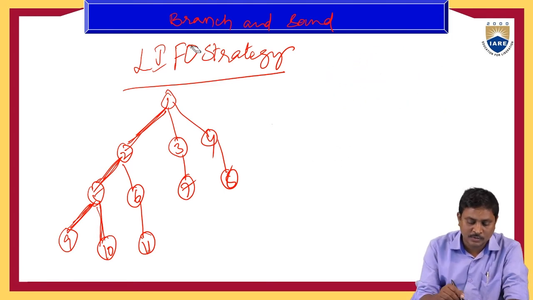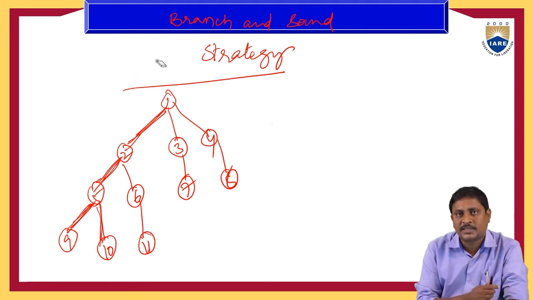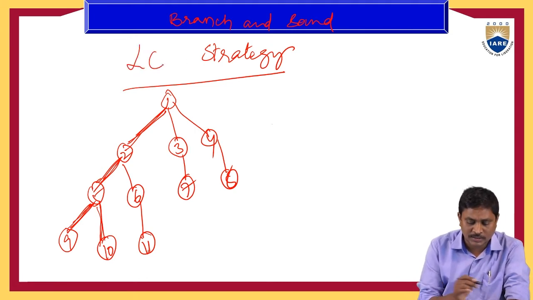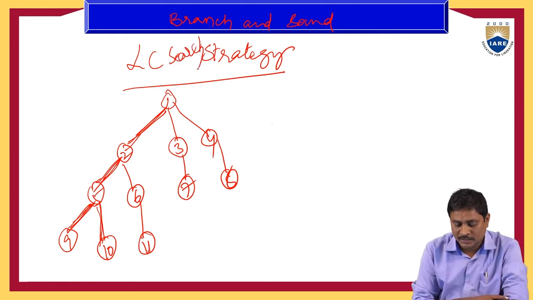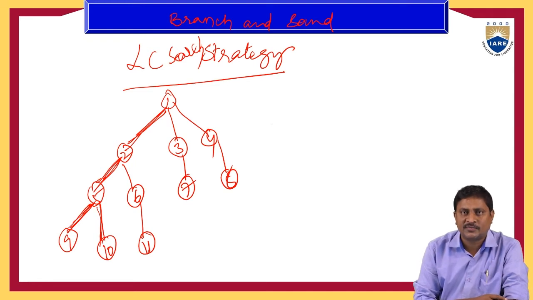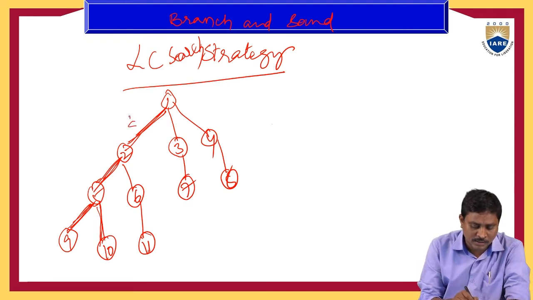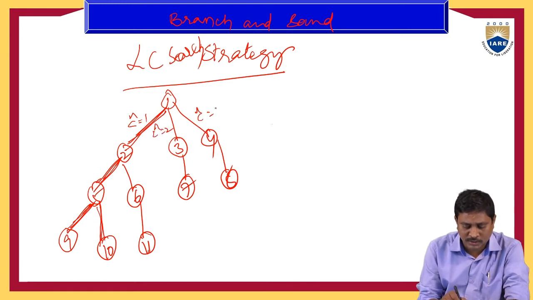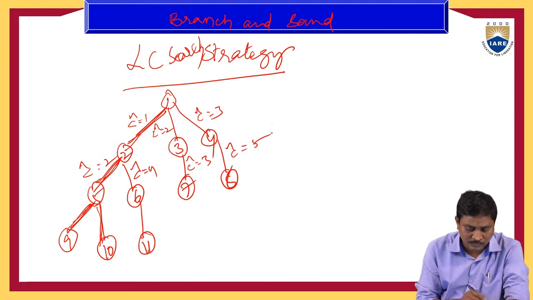Next we come to the least cost search method, the LC search method, the search strategy. This LC search strategy depends on a ranking function. Now here you see that the cost value is 1, cost value is 2, cost value is 3, cost value is 2, cost value is 4, cost value is 3, cost value is 5, cost value is 4, cost value is 3, cost value is 5.